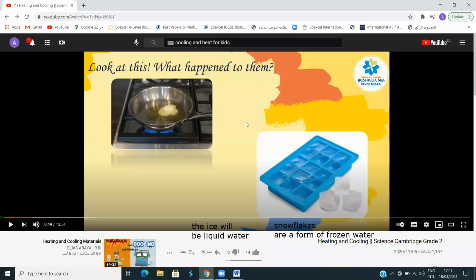Like what? Solid changes to liquid by heating. But liquid changes to solid by cooling, like the image you see, that's ice. When you put water in the fridge, it will be ice. Why? The water is liquid, but the ice is solid. So it changes from liquid to solid. Understand, my students?